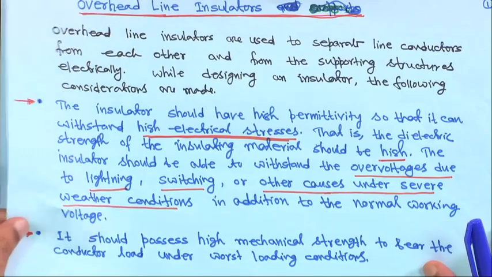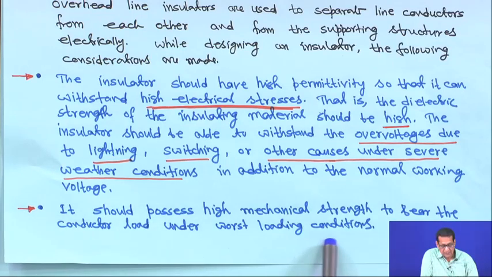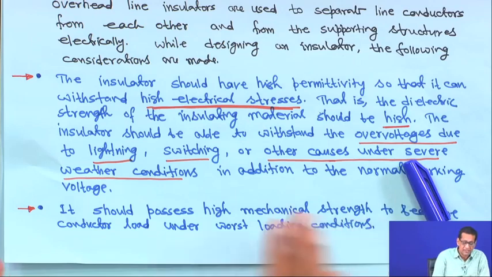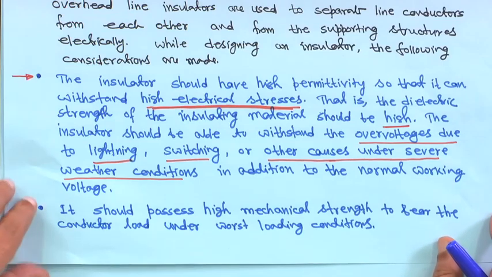Now, it should also possess high mechanical strength to bear the conductor load under worst loading condition. If you look at all the diagrams, a few I will show, but all the diagrams cannot be shown in this video class. But if you look at the high tension line on the road side, where it is passing through, you can see the insulators are placed in different ways, right. So, sometimes vertically, sometimes horizontal, and sometimes in a V shape. We will come to that for a brief explanation. So, it should possess high mechanical strength to bear the conductor load under worst loading condition.